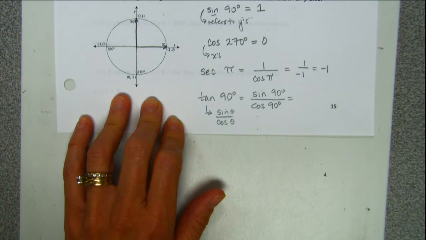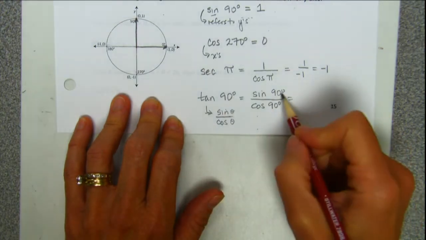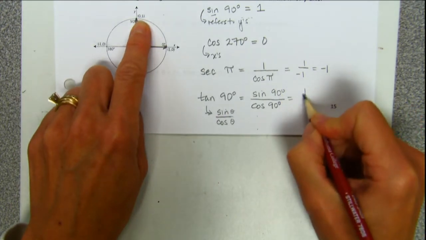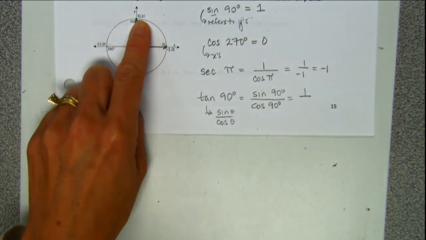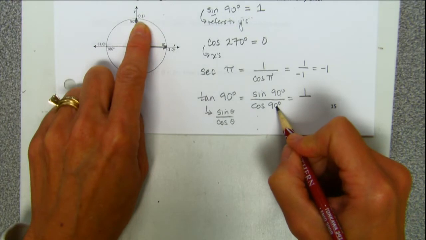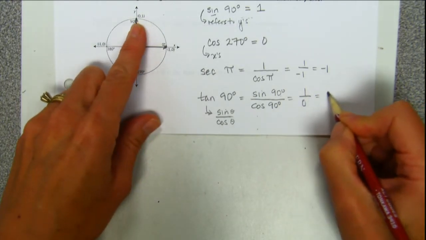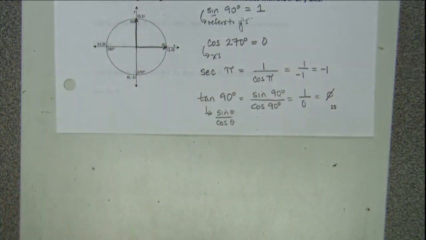The sine of 90 degrees, that's the y value at 90 degrees, because sine refers to your y's. Our cosine of 90 degrees, cosine refers to your x's, we're going to use the x value. The tangent of 90 degrees does not exist. And we'll see that a little bit more when we get to it.